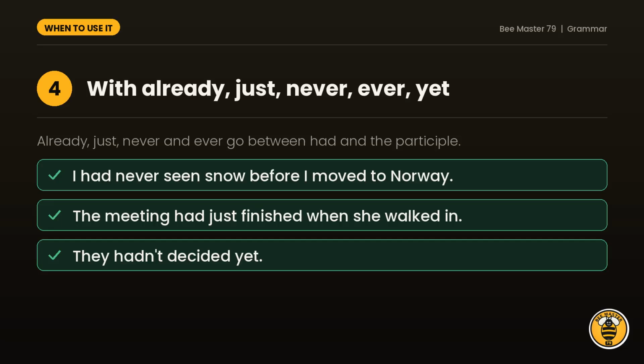Number 4. With the words already, just, never, ever and yet. Already, just, never and ever sit between had and the past participle. I had never seen snow before I moved to Norway. The meeting had just finished when she walked in. Yet is different. Yet goes at the end, and it is used in negatives and questions.